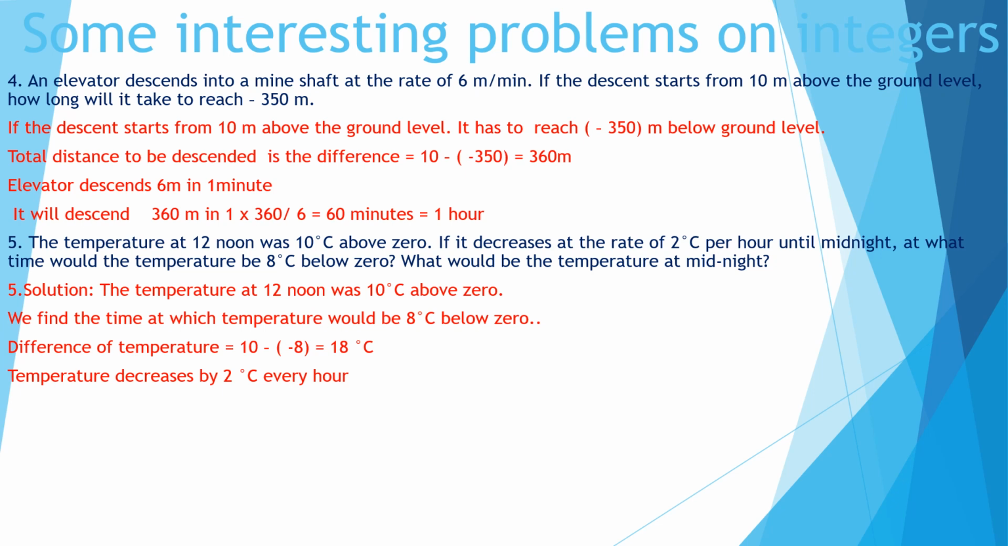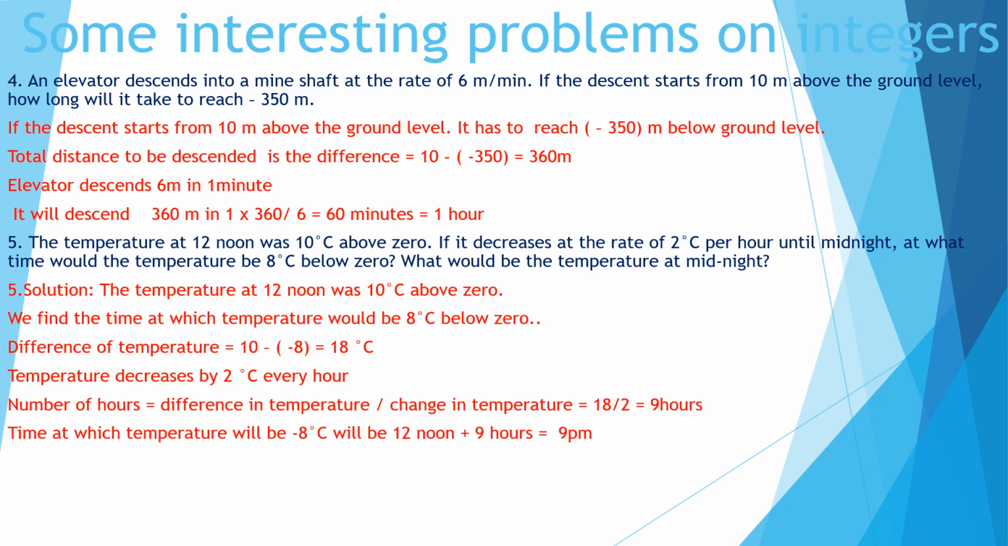Now temperature decreases 2 degrees Celsius every hour. So the number of hours will be equal to the difference in temperature upon change in temperature, which is equal to 18 by 2, 9 hours. Now the time at which the temperature will be minus 8 degrees Celsius will be 12 noon plus 9 hours, which gives me 9 p.m.